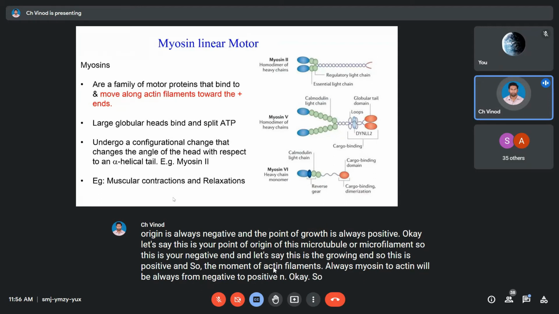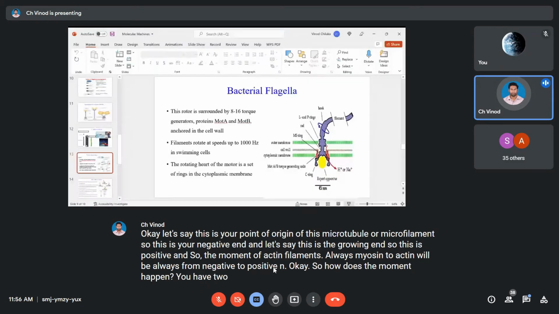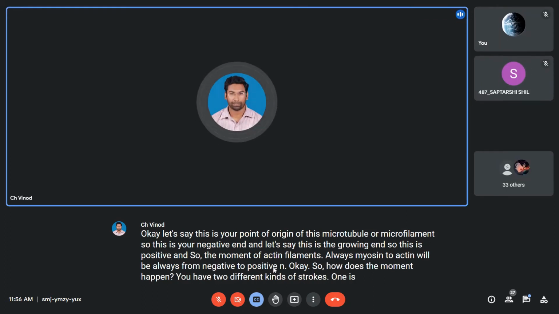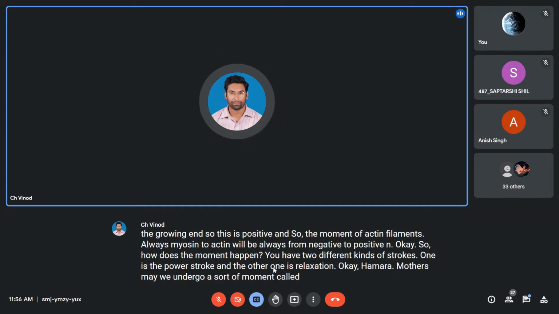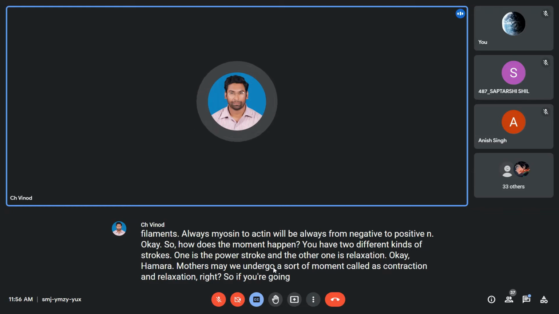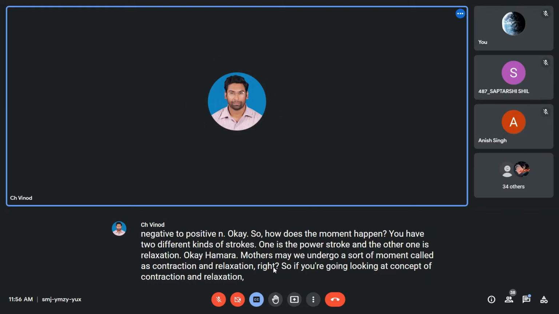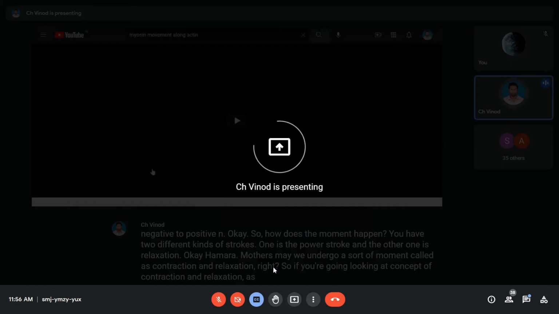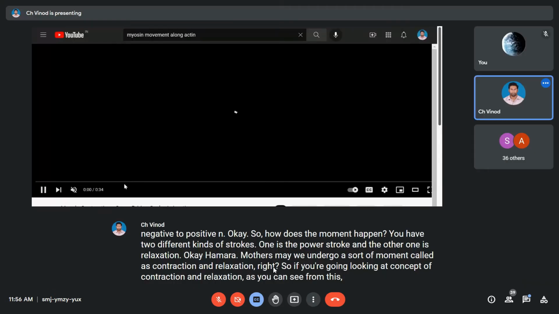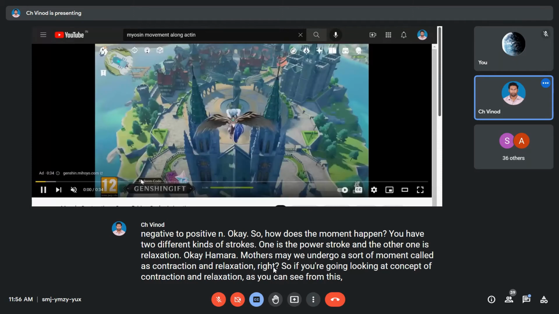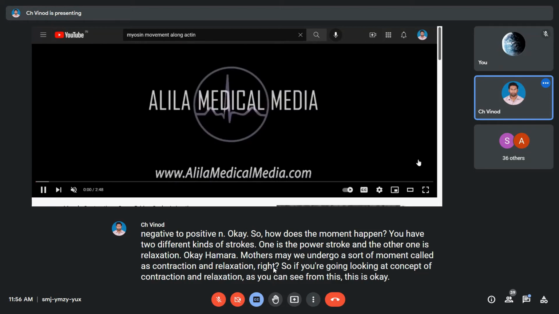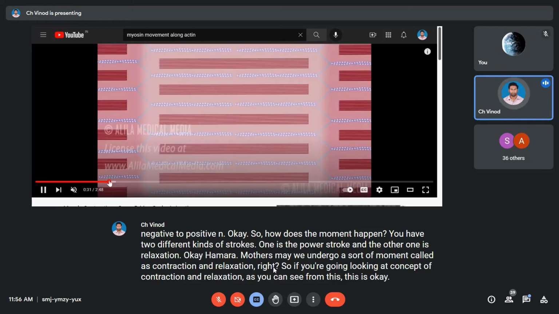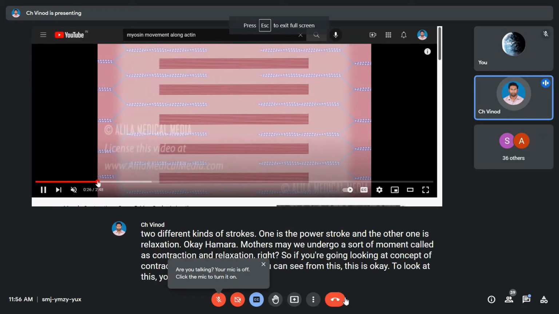Okay, so how does the movement happen? You have two different kinds of strokes. One is a power stroke and the other one is relaxation. Okay, in our muscles we undergo a sort of movement called contraction and relaxation, right? So if you look at contraction and relaxation, look at this. Your muscles can actually undergo contraction and relaxation.